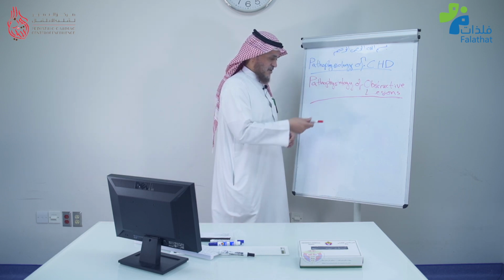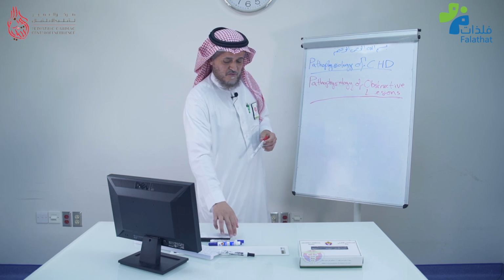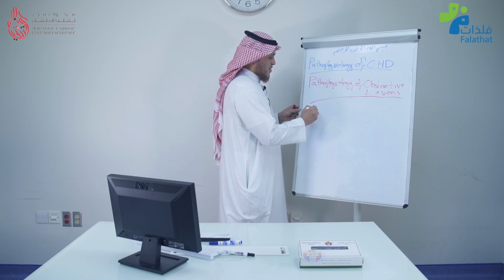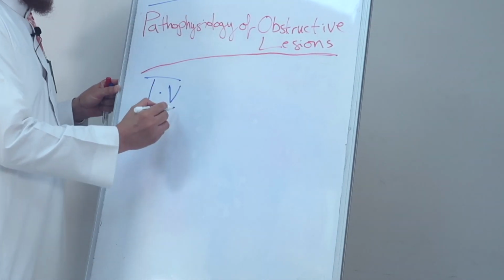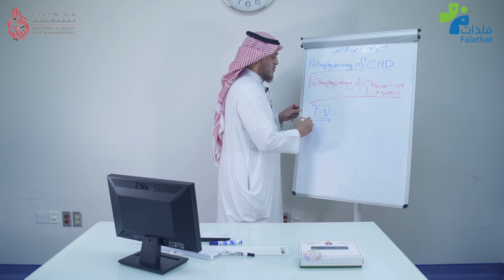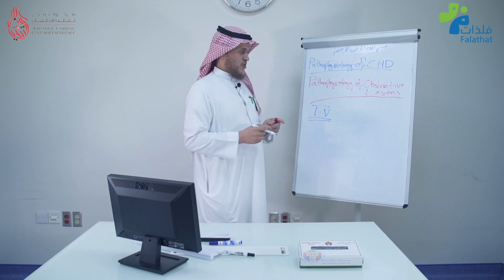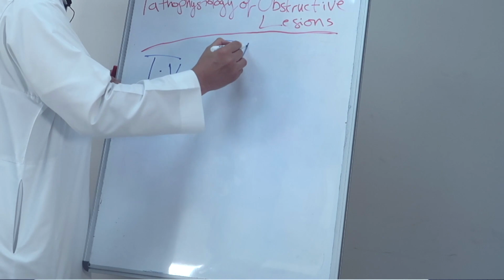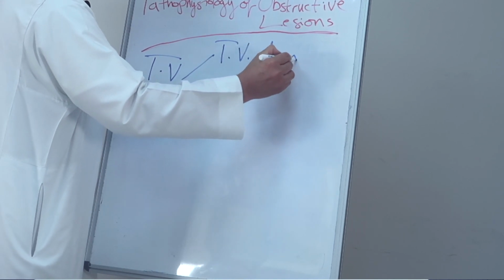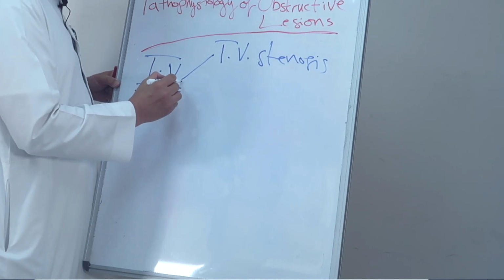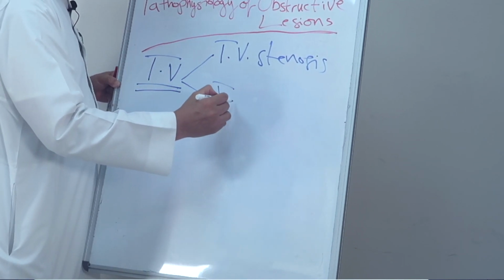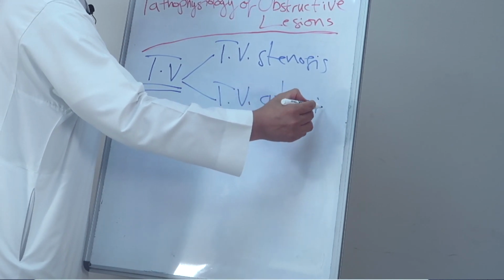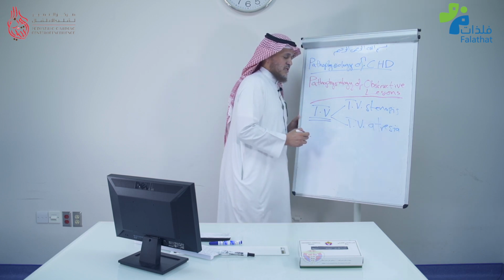So let's take the heart from the start. The heart has the four chambers. The first valve or the first area that can be obstructed is the tricuspid valve. So there are many conditions that can affect the tricuspid valve in terms of obstruction. It could be tricuspid valve stenosis with different degrees. It could be tricuspid valve atresia, which is a completely obstructed or completely occluded tricuspid valve.